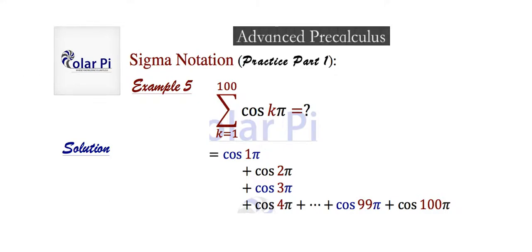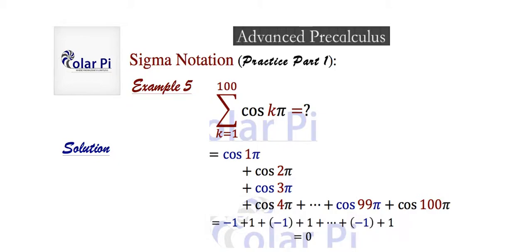So that means that the sum that we have is actually just negative 1 plus positive 1 plus negative 1 plus positive 1 plus dot dot dot, with a bunch of other negative 1s and positive 1s in between, and then plus negative 1 plus positive 1 to conclude. So each negative 1 has a positive 1 that turns it into 0, and therefore this whole sum is negative 50 plus positive 50, or 0.